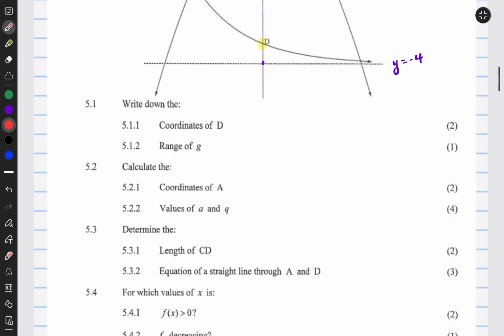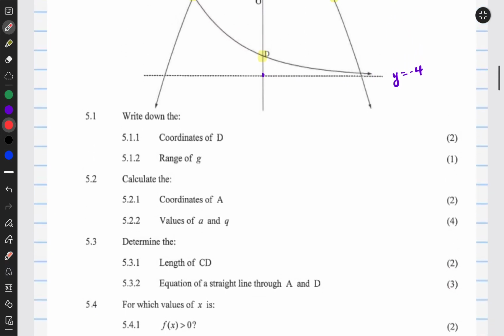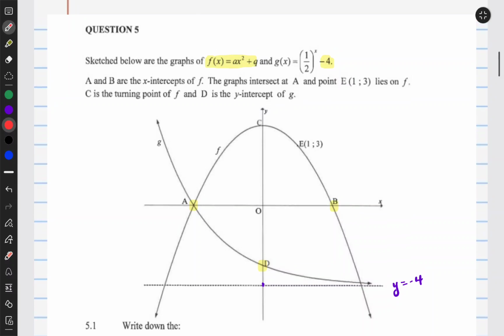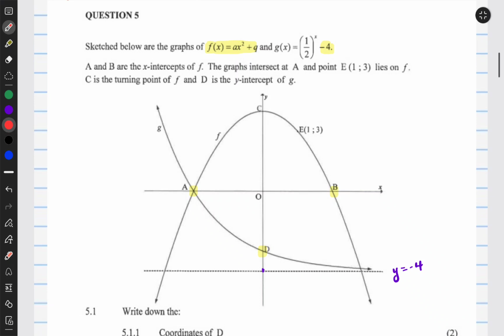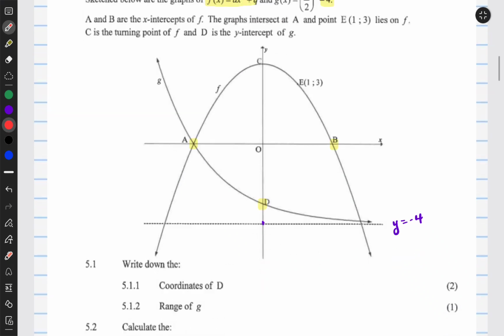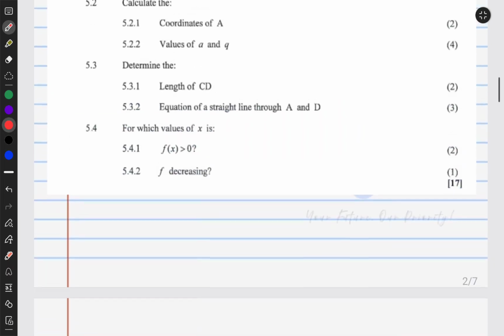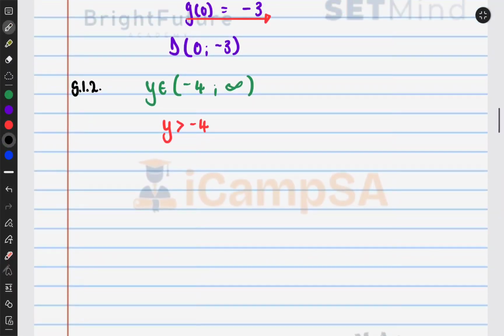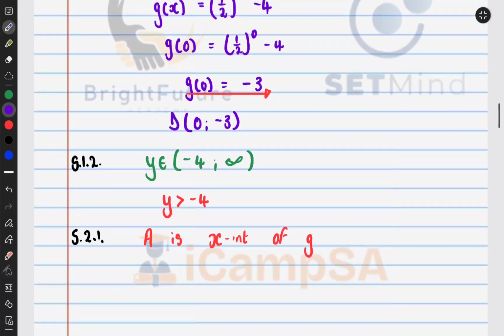Okay, and then for 5.2, calculate the coordinates of A. What is A? A is the x-intercept of g. So we can just use that in order to find the coordinates of A. This is 5.2.1. We are saying A is the x-intercept of g, so that's what we're going to use here.